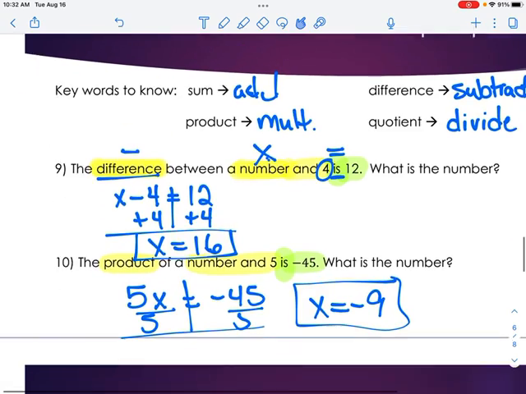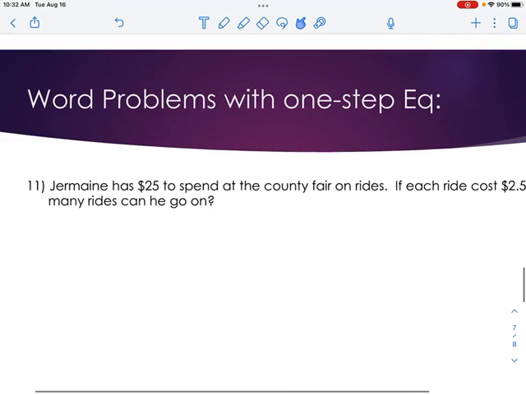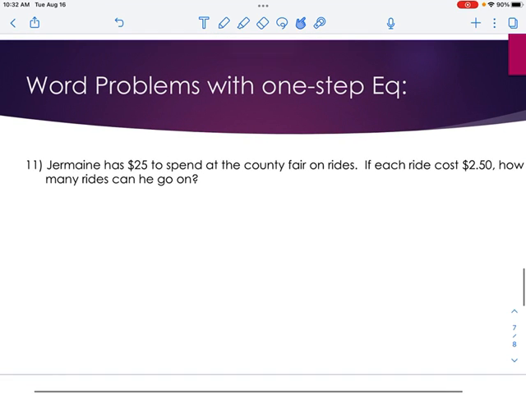All right, so those are some number sentence words or word sentences. What if we did kind of more of a story problem with this? So we're going to start in, it says, Jermaine has $25 to spend. That's kind of important. So let's highlight how much he has to spend, okay, at a county fair on rides. Then if each ride costs $2.50, and the question is, how many rides can he go on? Okay, so if I go on one ride, what's it going to cost me? Well, $2.50. If I go on 2, it costs me $5.